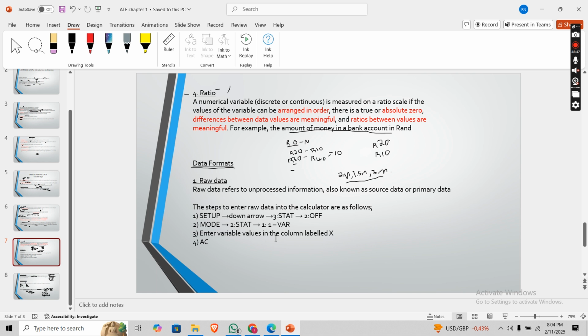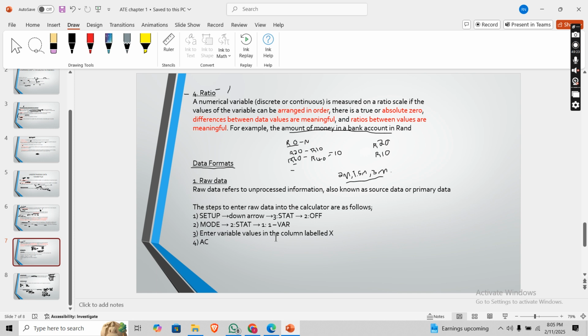You press 7, you press the equal sign, the data will be recorded. 8, equal sign, the data will be recorded. And then after that you press the AC button, and your information will be recorded. This time I'm only teaching you how to enter raw data. So I've taught you how to enter the raw data. The second step would be to command your calculator to calculate the mean or variance and so on, but now we are not dealing with that. We are only dealing with entering raw data.